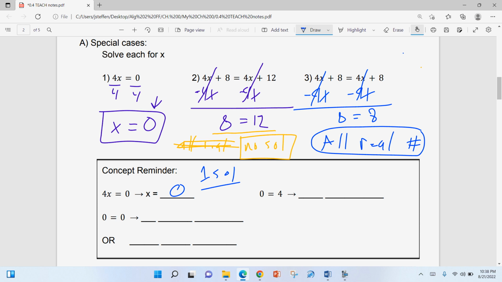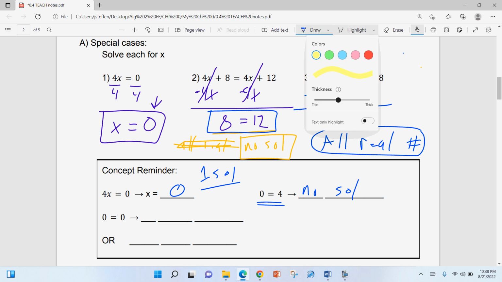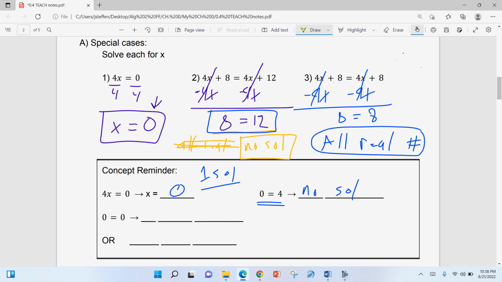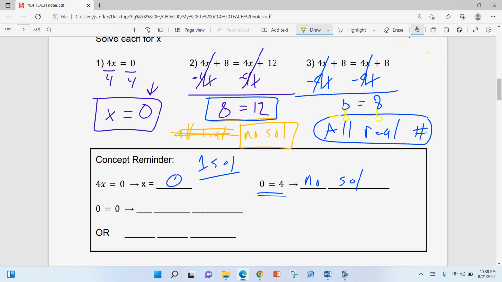0 is equal to 4, so something that's not true. And this one is referring to this equation here. If you would subtract 8 from both sides, you would end up with 0 is equal to 4, but that's no solution. And then 0 is equal to 0. That'd be if you subtracted 8. Up here, if I subtracted 8 from both sides, you get 0 is equal to 0. Is all real numbers. Whoops. All real numbers, or infinitely many solutions.